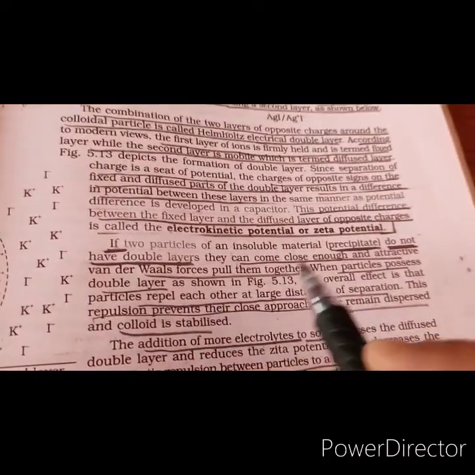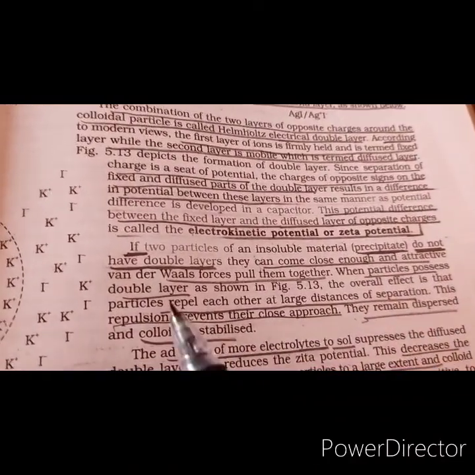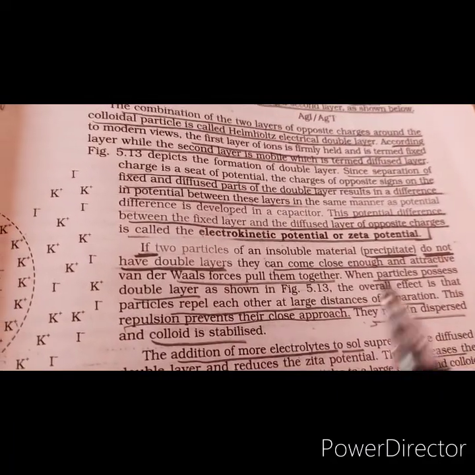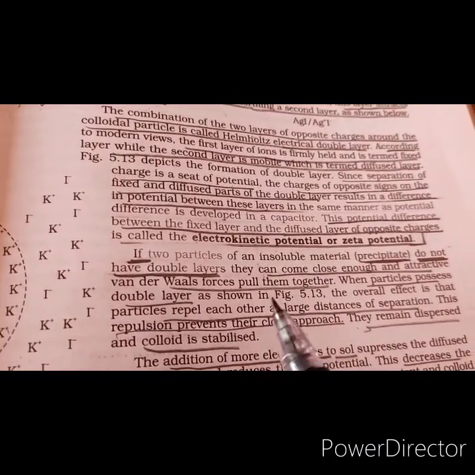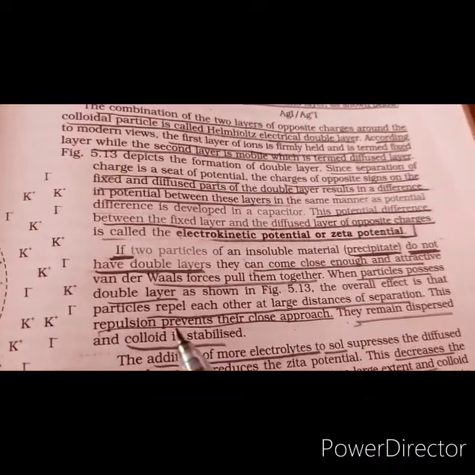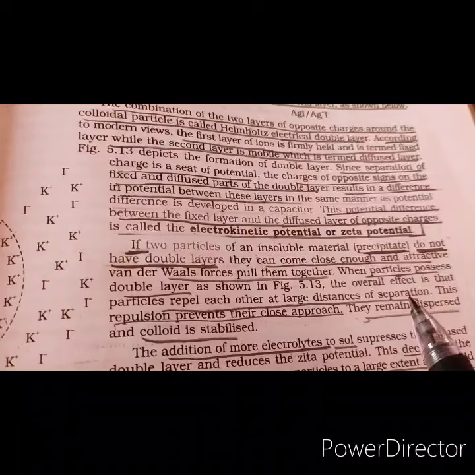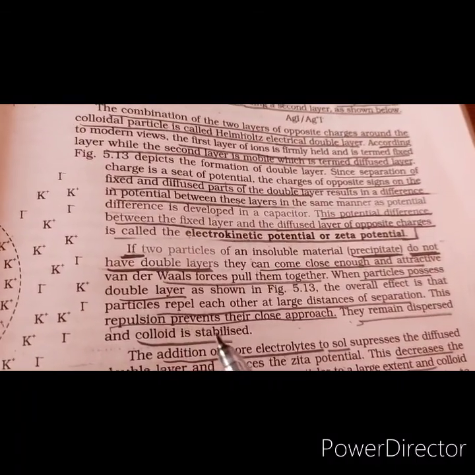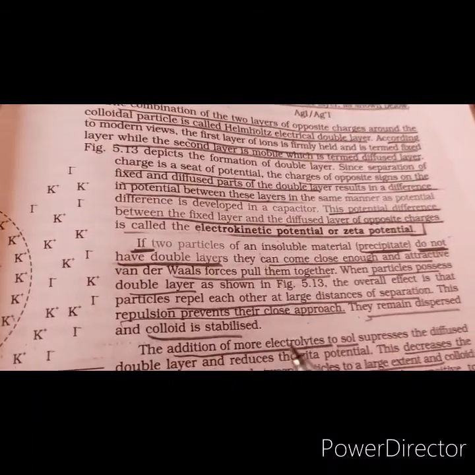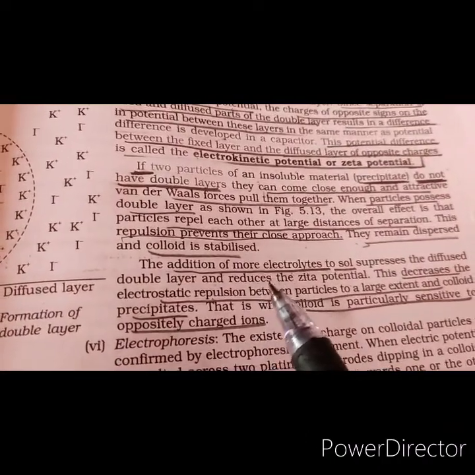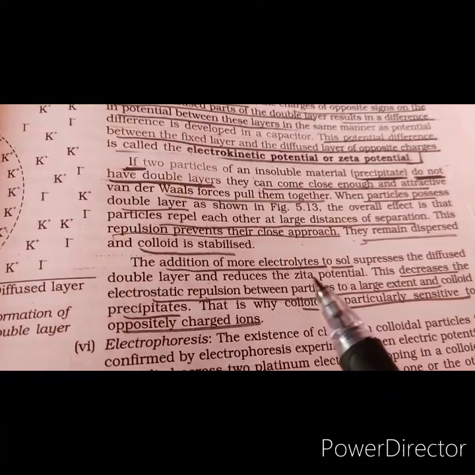Now if the particles do not have a double layer, then what will happen? They will come close to each other and as a result they will coagulate. So the double layer repels them at large distances of separation and this repulsion prevents their close approach and thus the colloid is stabilized.